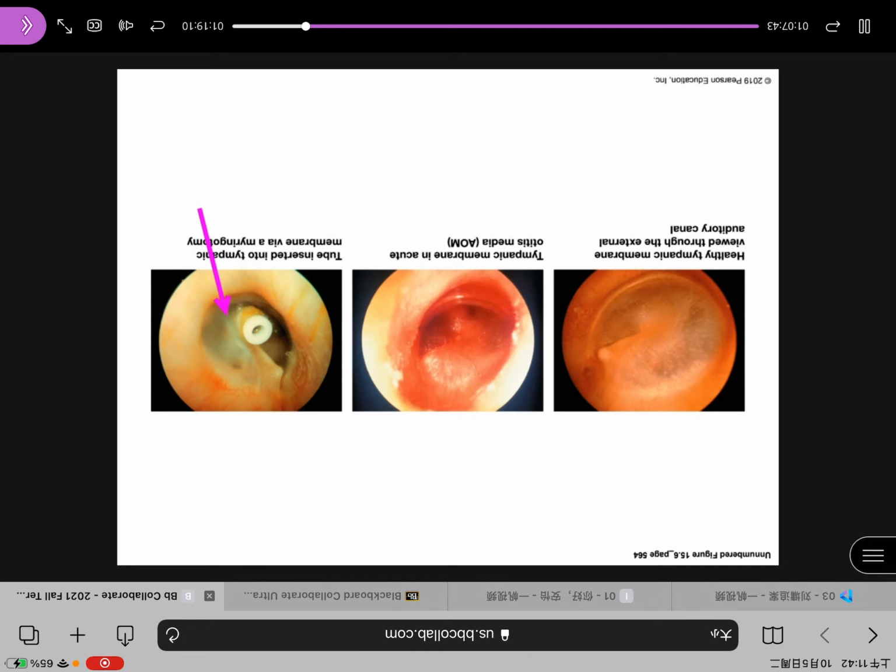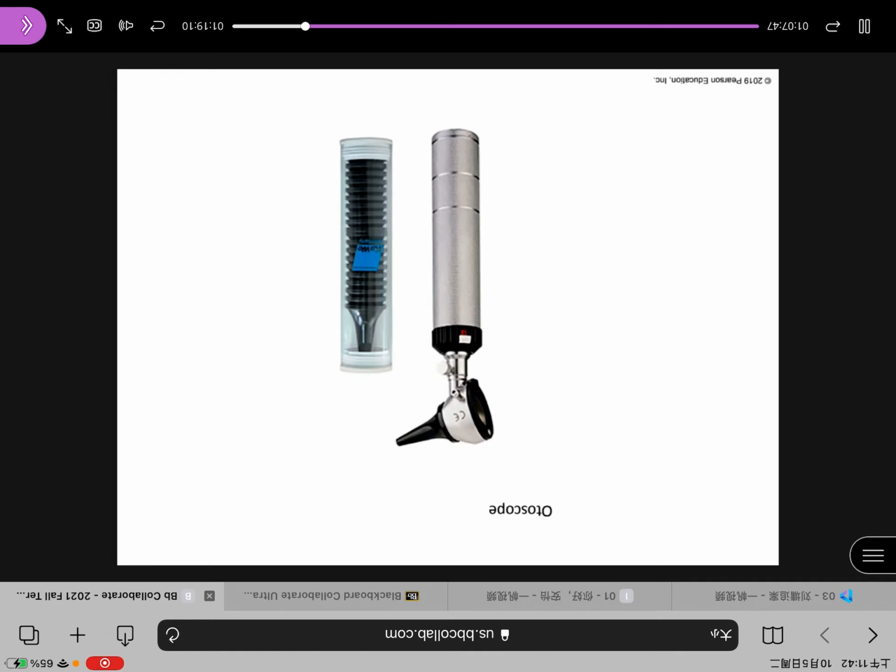Anyway, questions about the eardrum? Now the device that's used for looking into the ear is this device that you see here. It's a medical instrument called the otoscope.